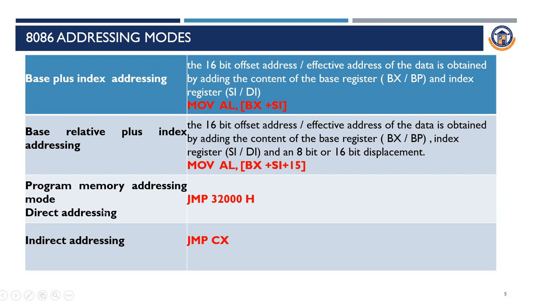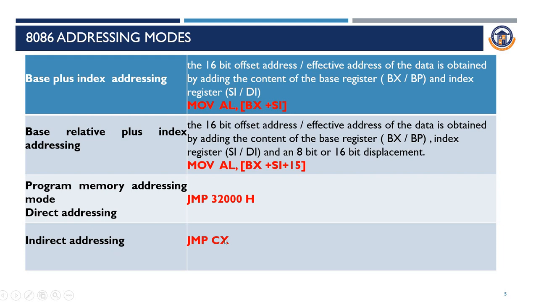Then we have two types of program memory addressing modes. First one is direct and the second one is indirect. Direct addressing: if the processor encounters the instruction jump 32,000, this is the physical address. When you are executing this instruction, immediately your program control will jump to this address and execute the instruction at address 32,000.